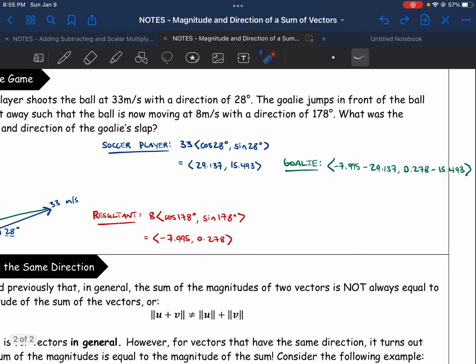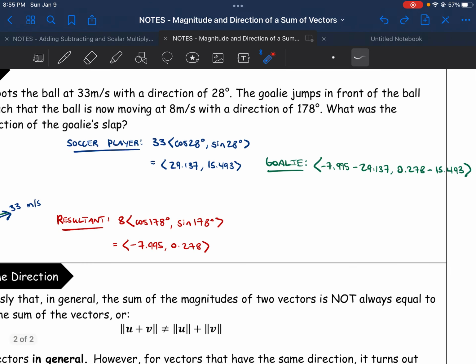So here's how I've set up the vector as a result of the goalie's slap. We have negative 7.995 minus 29.137. That's the resultant vector's horizontal minus the soccer player's horizontal. And then we have 0.278 minus 15.493. Again, resultant vector's vertical minus the soccer player's vertical. Now we can do magnitude and direction.